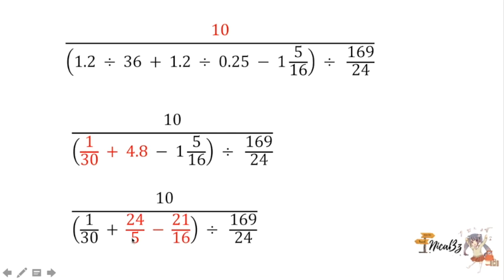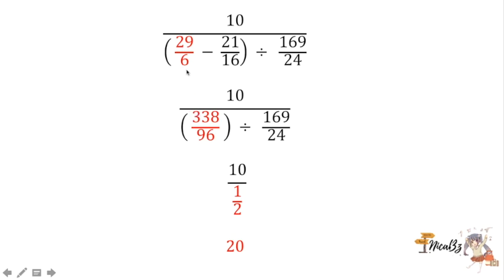In this case, we have made 4.8 into a fraction so that it is easier to subtract it with another fraction, which is 21 over 16, the improper fraction of 1 and 5 over 16. Right. Now next, when we simplify 1 over 30 and 24 over 5, because it's addition and subtraction, we get 29 over 6. And then you copy 21 over 16. And then you simplify this one to 338 over 96.